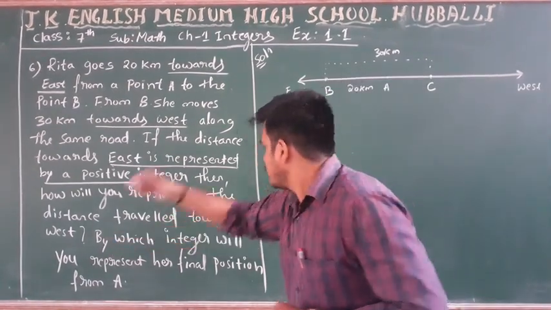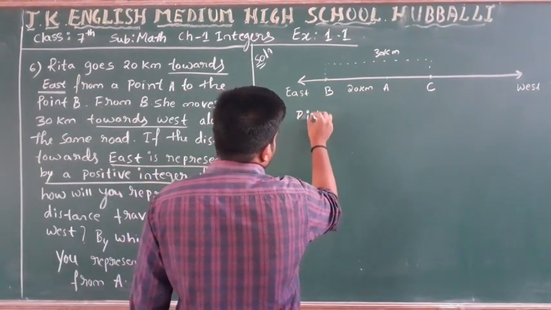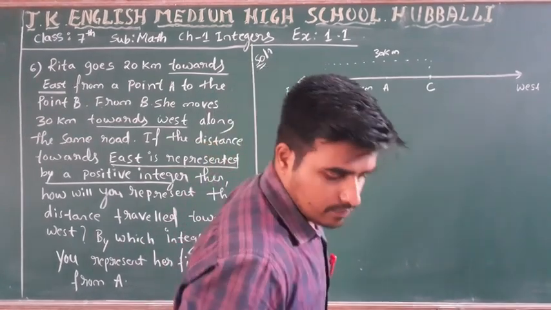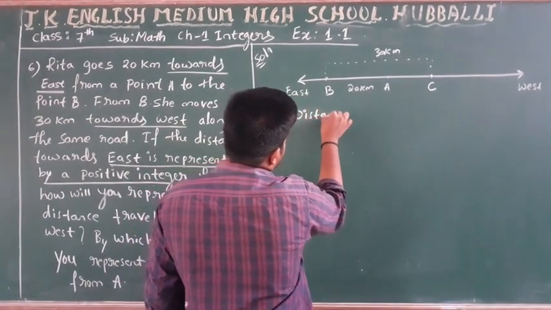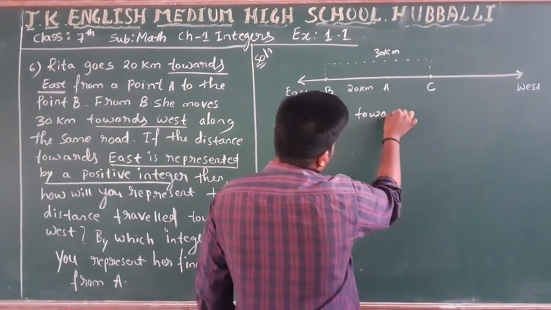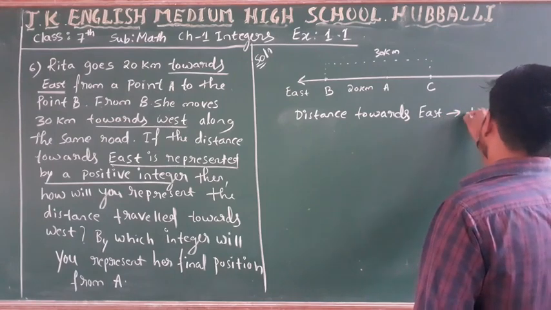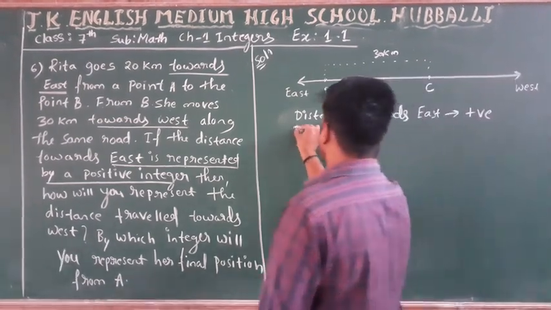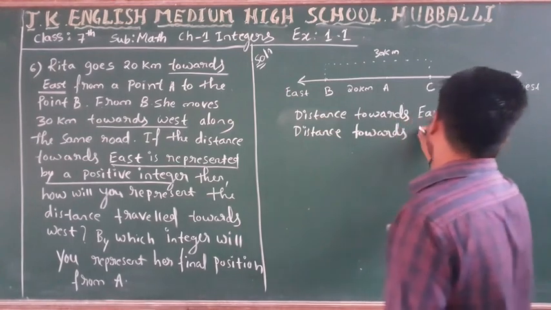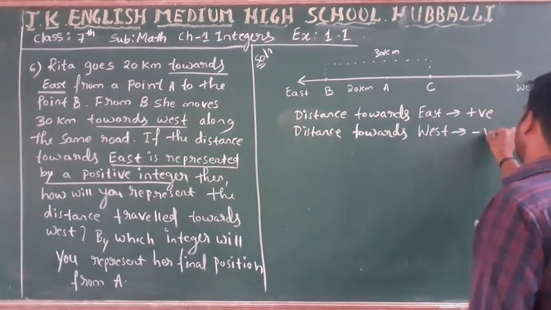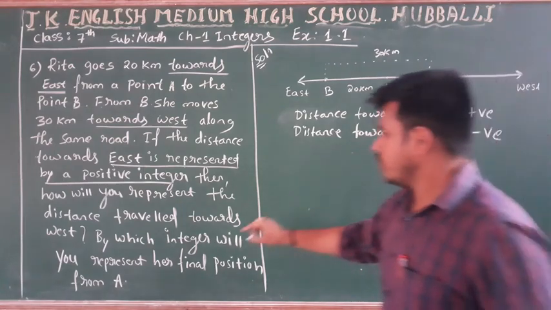Then the first question: if distance towards east is taken as a positive, then distance towards west will be taken as a negative. Now this is our first solution. Now we will move to our second solution.